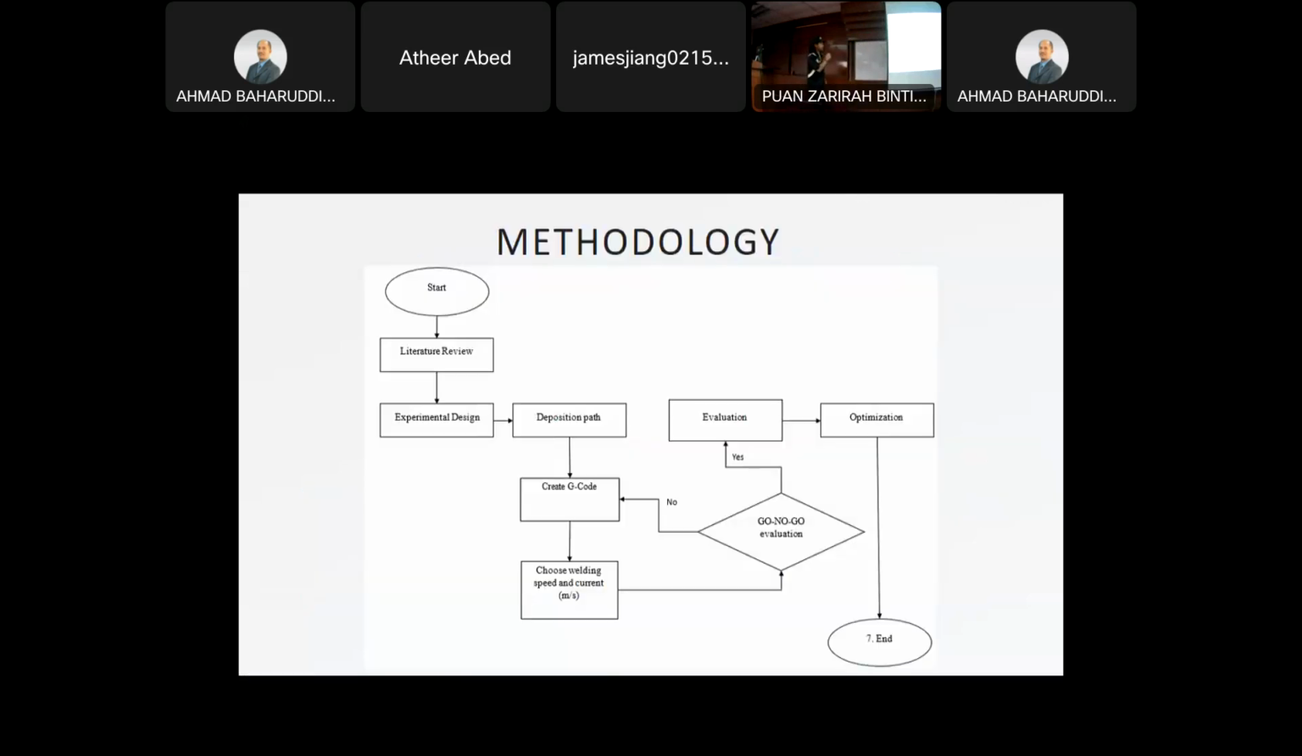So this is my methodology, starting from the literature review, experimental design, and then I will be using G-code. From the programming, I can choose the welding speed and also the current. This is my parameter. After that, I will go to a go/no-go evaluation. If the optimization is not good enough, then I will recreate the G-code and choose the welding speed again. For the go evaluation, we continue to the optimization process.